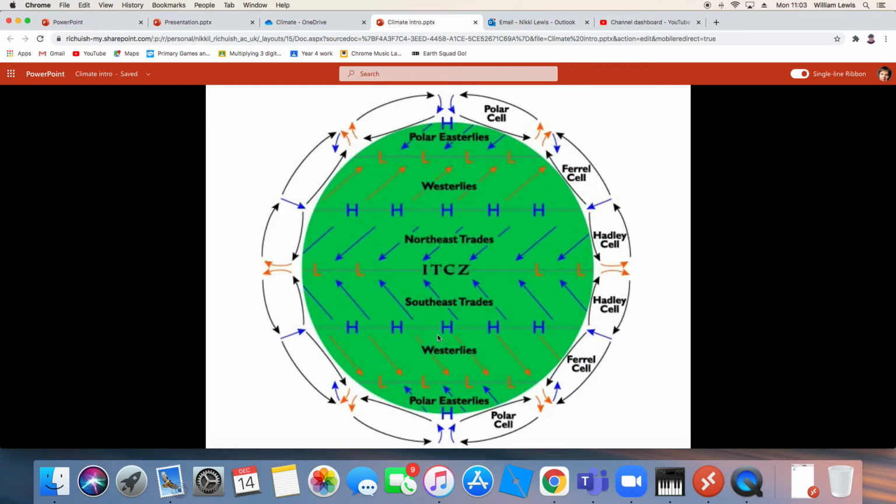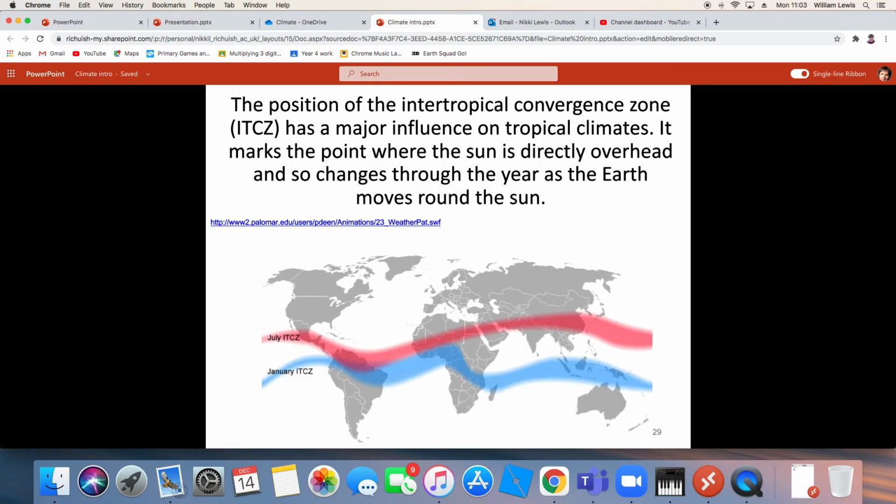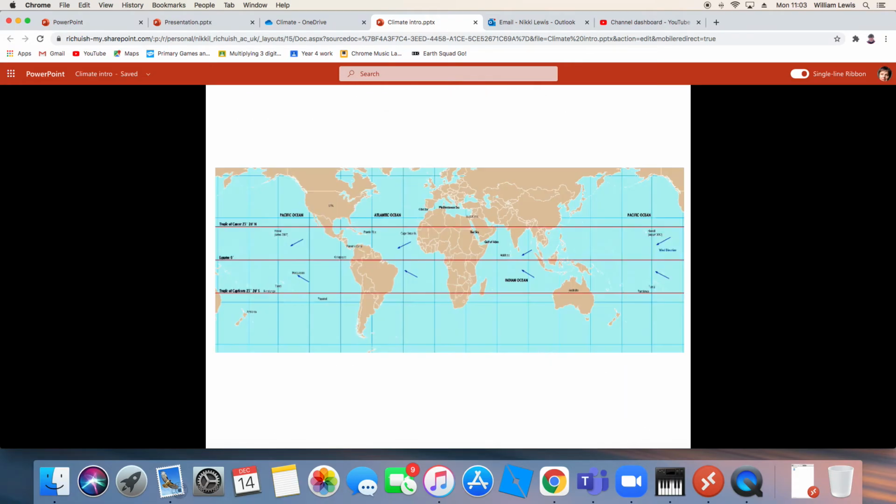Okay, so first complicating factor. The bit in the middle, really we need to start calling it the ITCZ. Intertropical, because it moves north and south with the seasons. It moves between the tropics, the Tropic of Cancer and the Tropic of Capricorn. Convergence, because it's where the winds are moving towards each other. Now that might take you a bit of time. Remember to use the animation, use the videos I've given you to try and help.